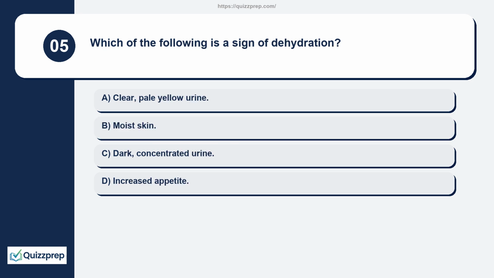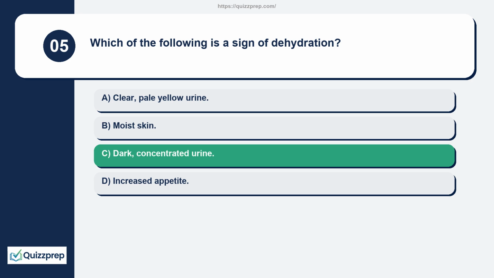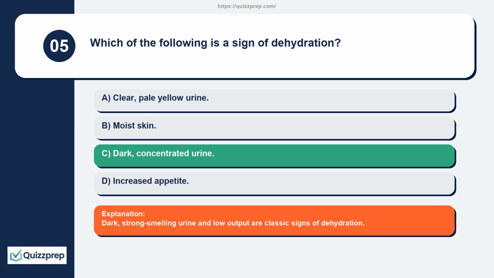Question 5. Which of the following is a sign of dehydration? Clear, pale yellow urine. Moist skin. Dark, concentrated urine. Increased appetite. Dark, strong-smelling urine and low output are classic signs of dehydration.